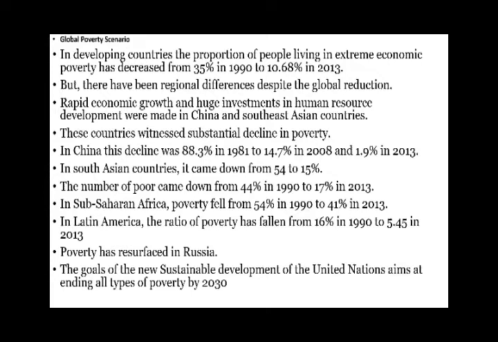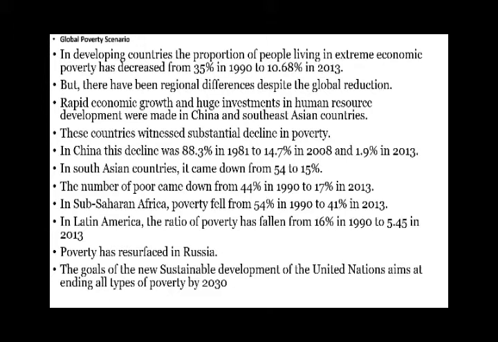Now we can see the global poverty scenario. In developing countries, the proportion of people living in extreme economic poverty has reduced from 35% in 1980 to 10.68% in 2013. But there have been regional differences despite the global reduction. Rapid economic growth and huge investments in human resource development were made in China and Southeast Asian countries. These countries witnessed a substantial decline in poverty.